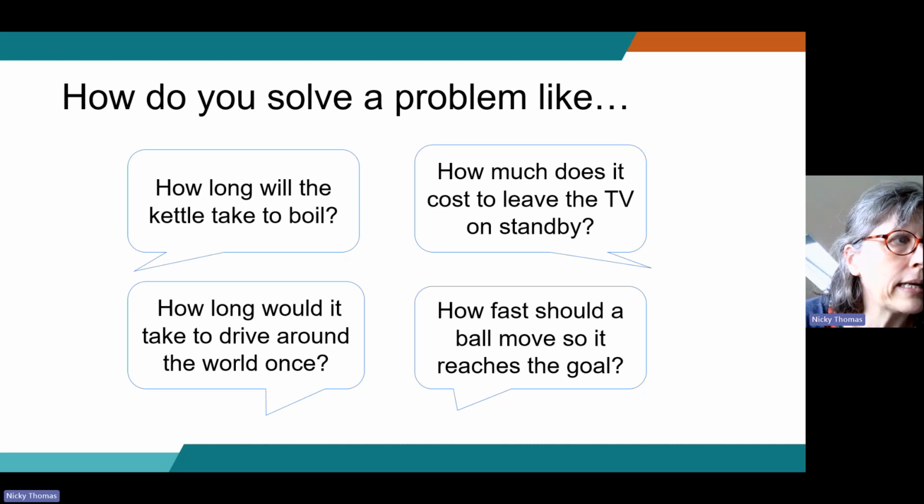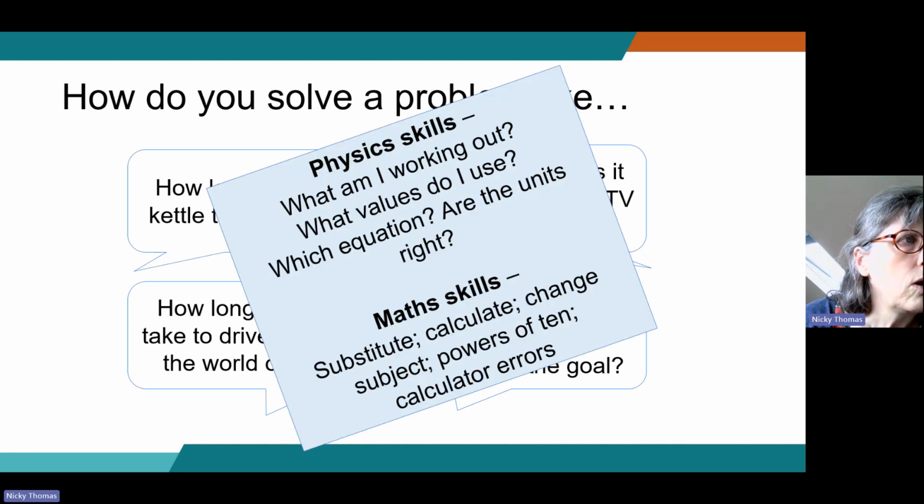What affects how long a kettle takes to boil? Well, how much water is there? How powerful is it? What does a unit of energy cost when you have your TV on? And how long is the TV on standby, for example? These sorts of questions all use a mix of physics skills and math skills.